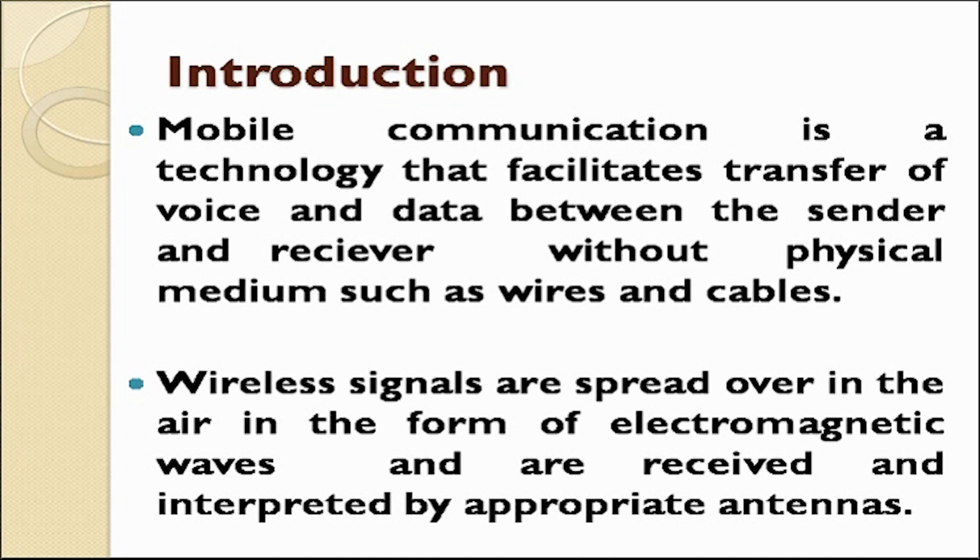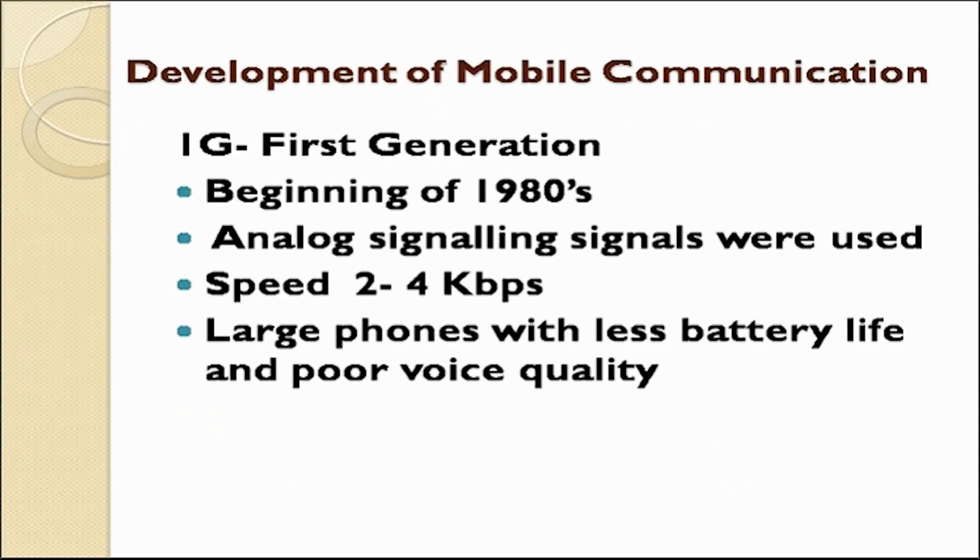Wireless signals are spread over the air in the form of electromagnetic waves and are received and interpreted by an appropriate antenna. Development of mobile communication has been classified in the form of generations. First generation: the beginning of first generation is the 1980s.